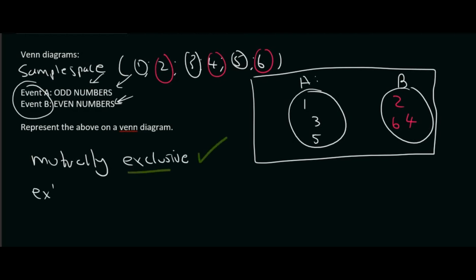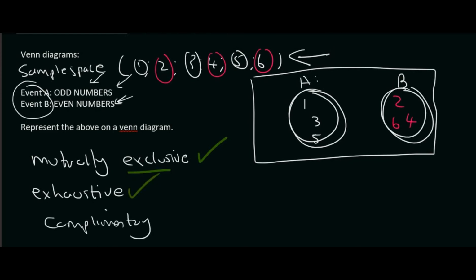Are they exhaustive? Exhaustive means that everything inside here must be in one of the circles. It can't be somewhere on the outside over here. So yes, all of the data has been used, so we can say that they are exhaustive. And so are they complementary? Well, yes, they are. Why? Because they are mutually exclusive and they are exhaustive.